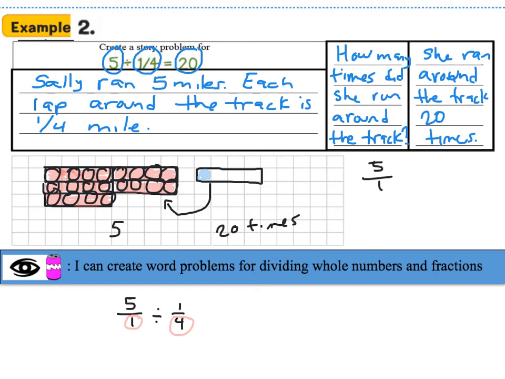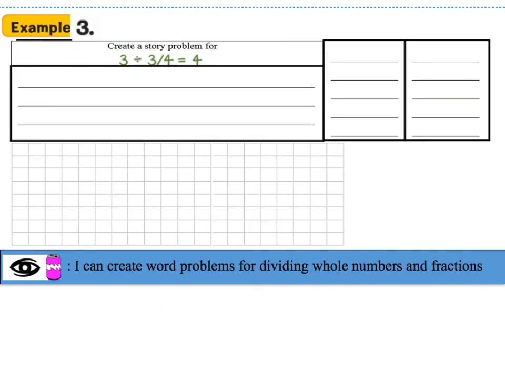5 over 1 times the reciprocal of 1/4, which is 4 over 1. You can't cross cancel, but 5 times 4 is 20 over 1, so we still get the same answer of 20. Okay, so the next example, we have 3 divided by 3/4, which is equal to 4.